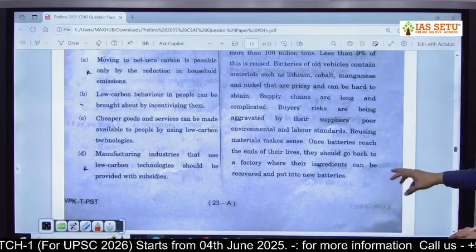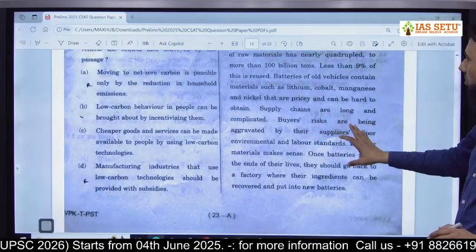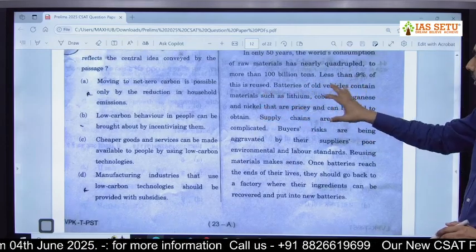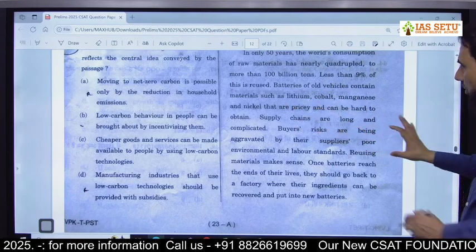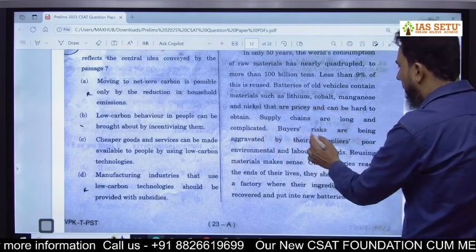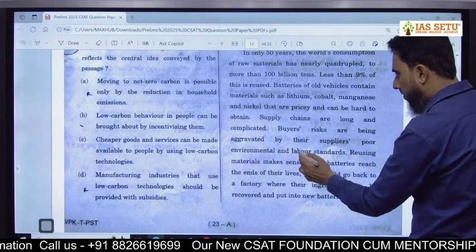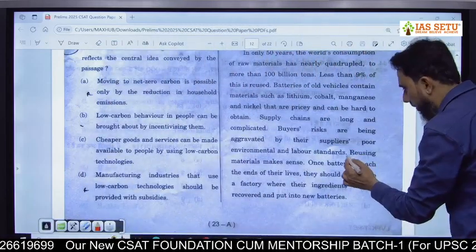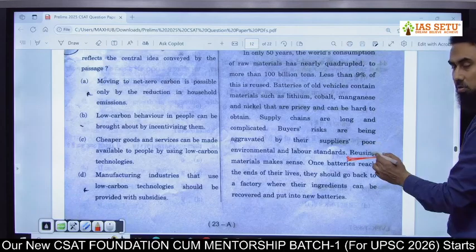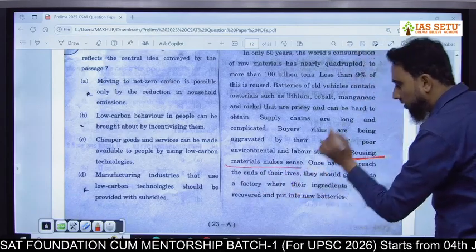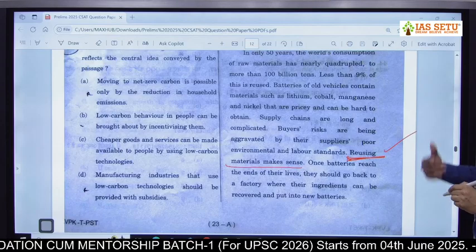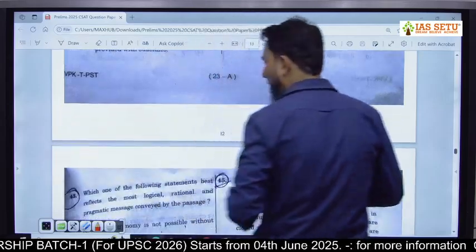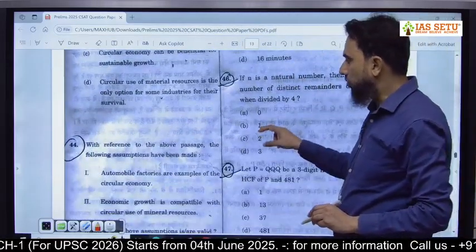As the author has said, these supply chains are long, and so buyers' risks are batteries. Less than 9% of this is reused, meaning reuse is very little. Batteries of old vehicles contain minerals such as all these. The author is building his argument. He says buyers' risks are being aggravated by their suppliers' poor environmental and labor practices. Now comes the most important part. So always look for this kind of sentence. We call them topic or focus sentences. The author says reusing materials makes sense. Reusing makes sense. That is circular economy. Then he gives the example of batteries. Question number 43 is done. 44, assumption.